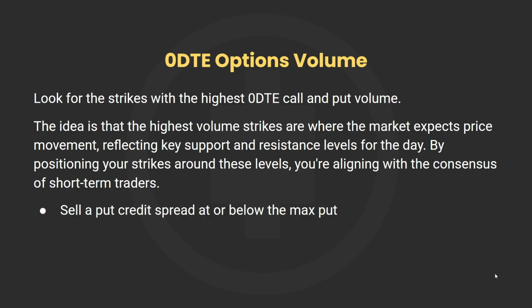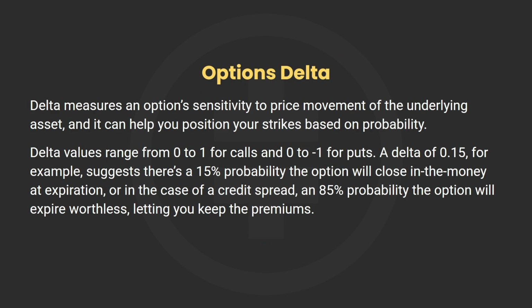So simply sell a put credit spread at or below the max put, or below another high volume put strike or zone, and sell a call credit spread at or above the max call, or another high call volume strike or zone. The third method involves using delta to select your strikes.